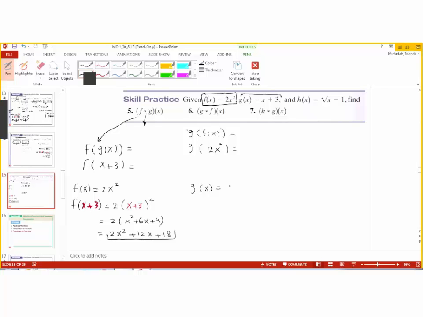Very good. And so you just plug 2x squared into x. 2x squared is right there. So everywhere you see x in the g function, you would replace it with 2x squared. Very good. Okay, so that would be equal to 2x squared plus 3. All right. Good. So someone else for number 7.